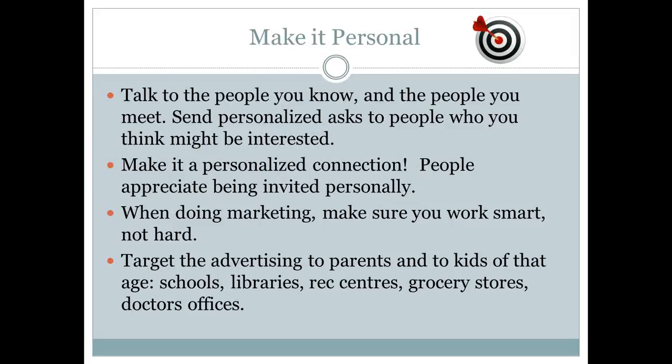An example here is think about the person that you want to reach out to, and then think about where that person is. So if it's parents or kids of a certain age, see if you can go through schools. If you can't go through schools, how about libraries? How about rec centers, grocery stores, doctor's offices? Where else do parents and their kids go? See what you can do to promote in-person. A little old-fashioned pamphlet on a corkboard often can drum up some support as well.